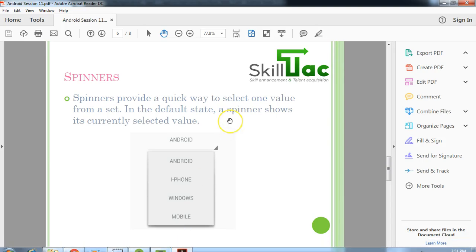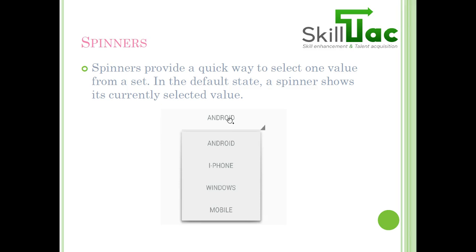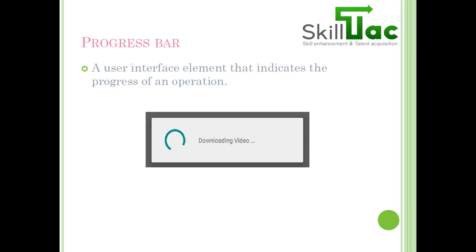So let's go back to our session presentation, and the next topic that we want to cover is the progress bar. Basically, progress bar is a user interface element that indicates the progress of an operation. This bar is used when some long running operation is in progress and the user needs to know how much the operation has progressed.